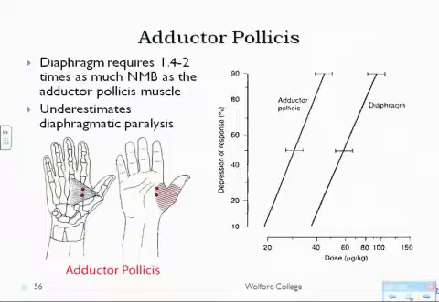The diaphragm requires 1.4 to 2 times as much neuromuscular blocker as the adductor pollicis muscle, so it also underestimates diaphragmatic paralysis. And what you're going to see when that thing fires is the hand motion like this, and you can see the adductor pollicis is much more sensitive than the diaphragm to the effects.